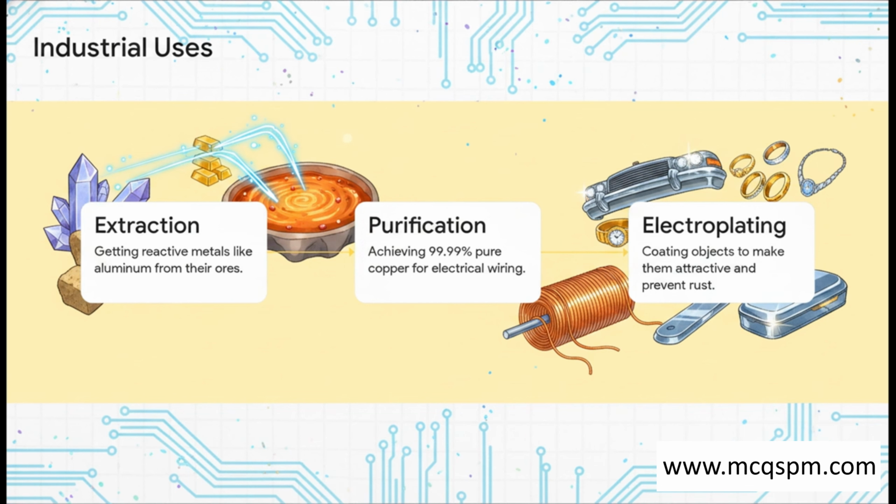Think about the aluminum in the soda can you're drinking from. How do we get that metal? We extract it from its ore using electrolysis. We also totally rely on it for purifying copper to get that super high-grade stuff we need for all our electrical wiring. And of course, like we just talked about, electroplating. It's what gives jewelry its shine and protects car parts from getting all rusty.